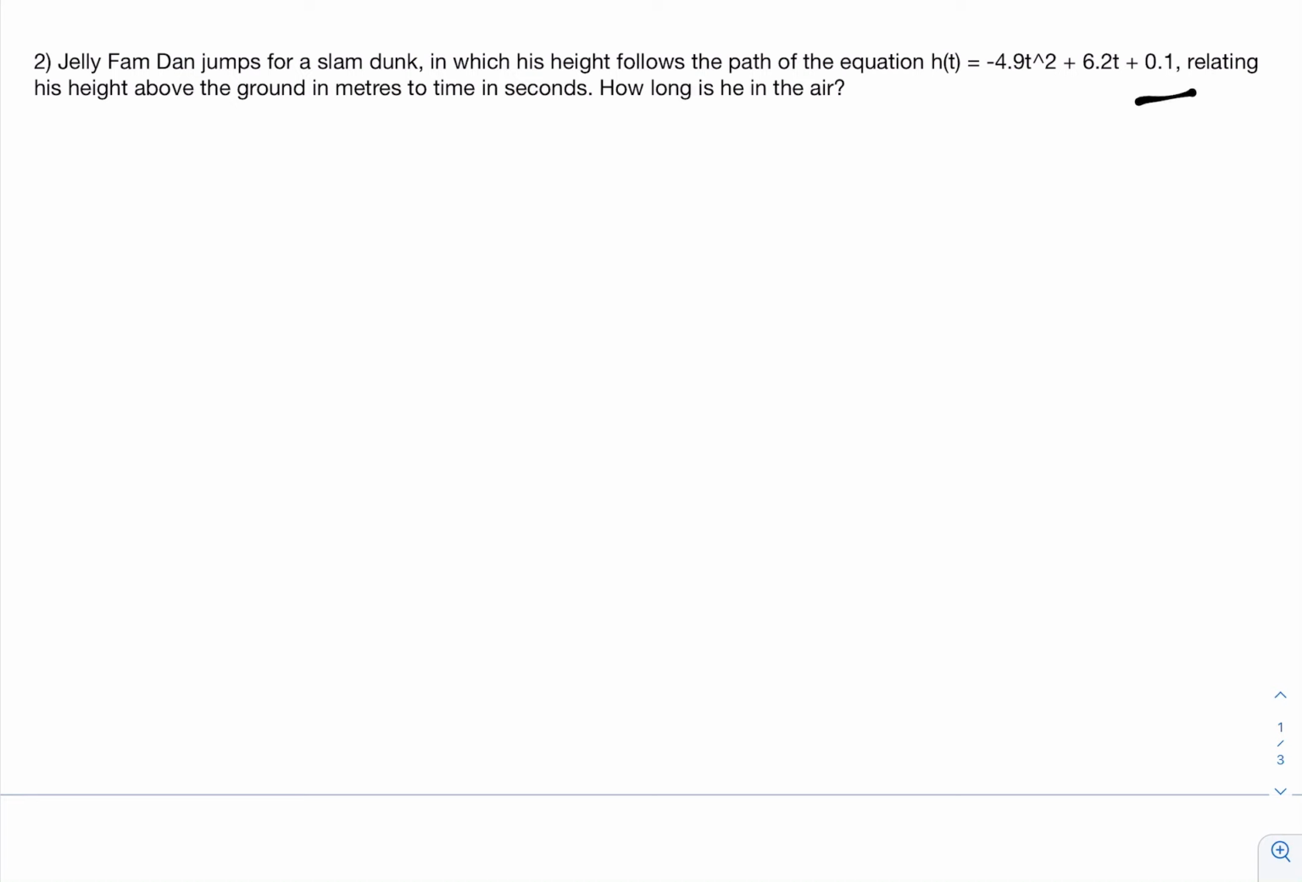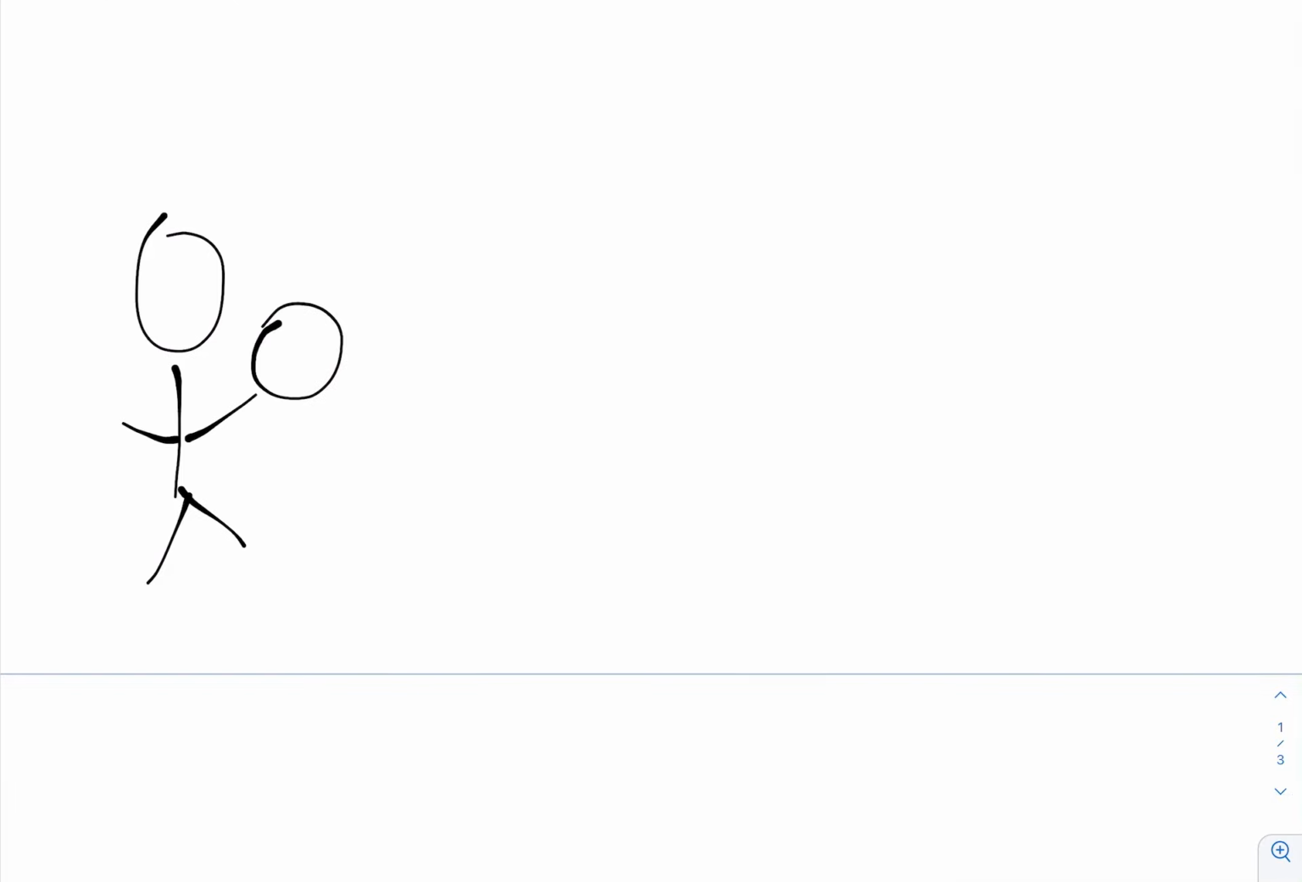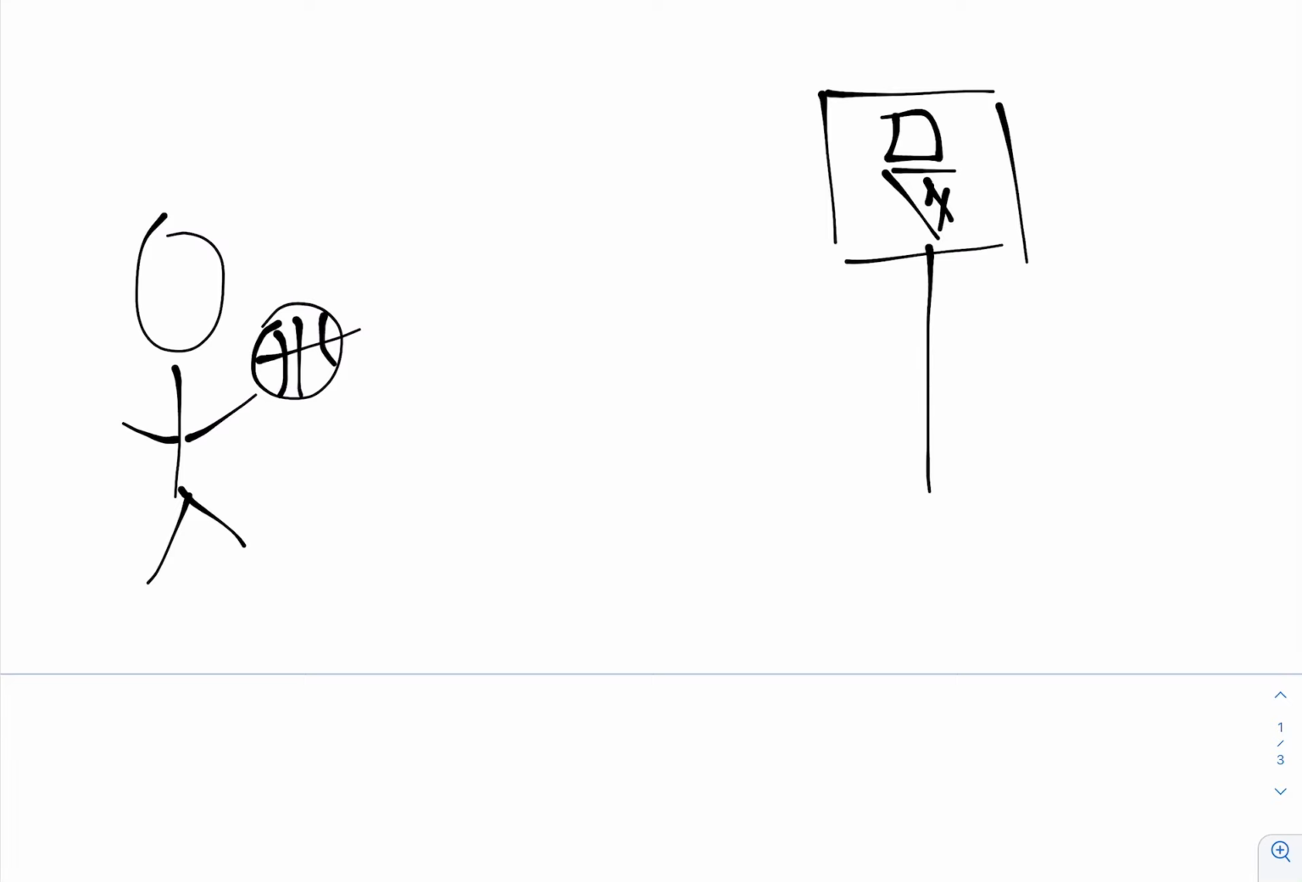So let's just draw this out. We know that 0.1 is our y-intercept. So let's say we got Daniel right here. He's got the basketball. He's balling. Got a basketball hoop over here, right? Nice little hoop there. I know I'm an artist. Try and hold your applause. And we got the hoop here.